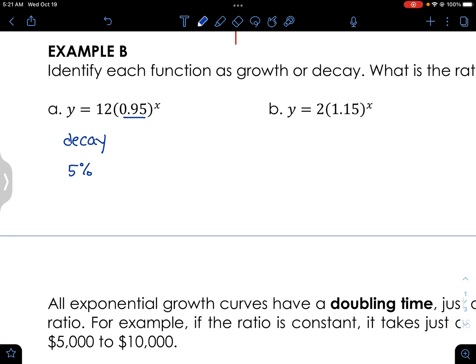And again, the best way to get this is to take, you know that this is decay, so you have 1 minus r, that's equal to 0.95. And if you solve for r, you get r equals 0.05, which is 5%.